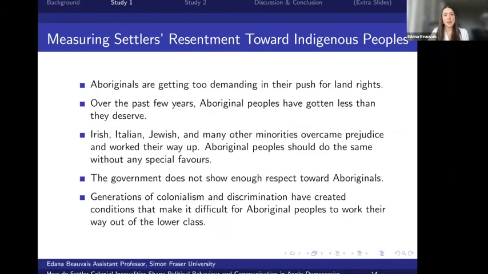The second independent variable in the analysis that I'm interested in is measuring settlers' resentment towards Indigenous peoples.